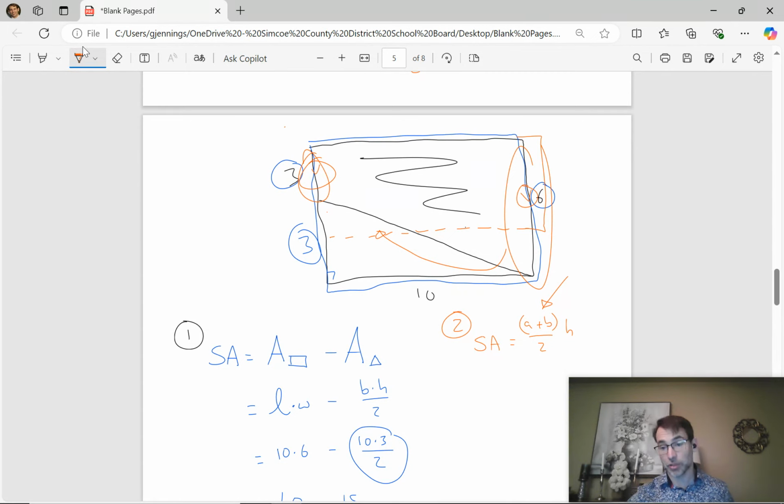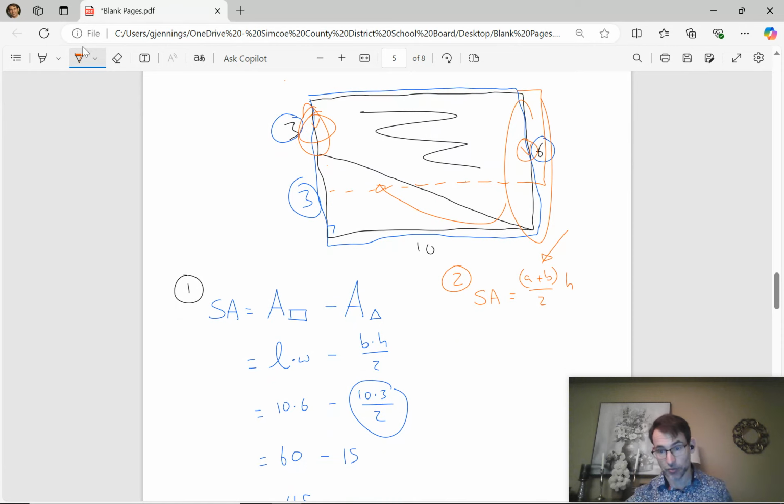A plus B have to be the parallel sides, in other words, and we saw a lot of errors with that yesterday. Okay, so the shaded area is equal to 3 plus 6 divided by 2 multiplied by the height, which is 10.